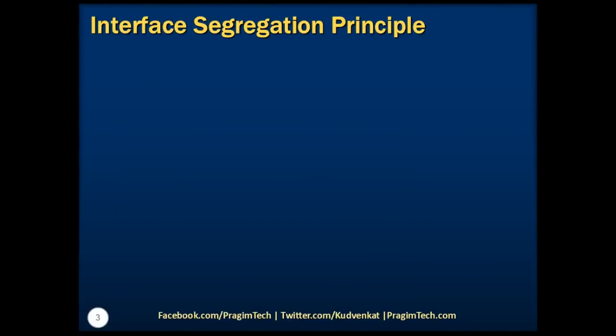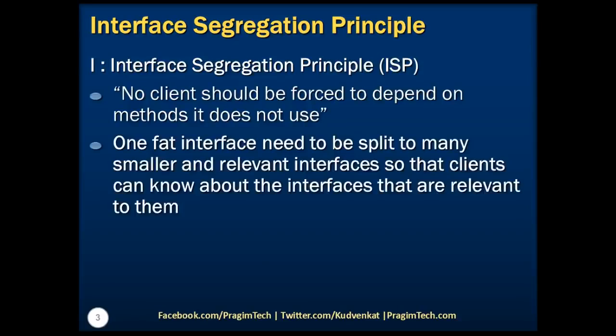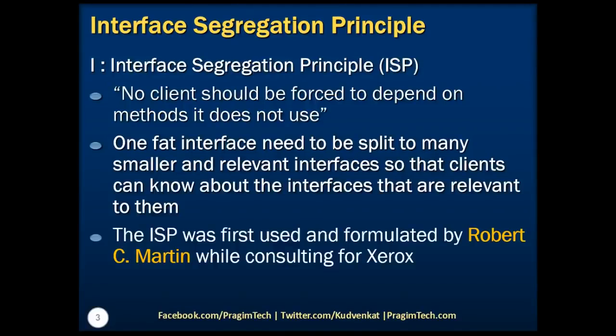In the first session of the SOLID introduction, we understood that I in SOLID is the acronym for interface segregation principle. The interface segregation principle states that no client should be forced to depend on methods it doesn't use, which means instead of one big fat interface, many small interfaces are preferred, based on groups of methods with each one serving one submodule. The interface segregation principle was first used and formulated by Robert C. Martin while consulting for Xerox.